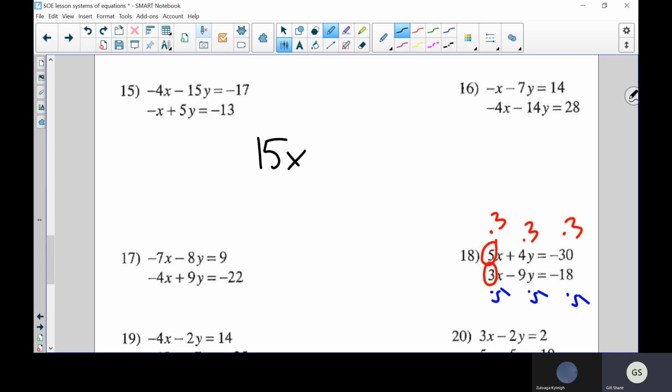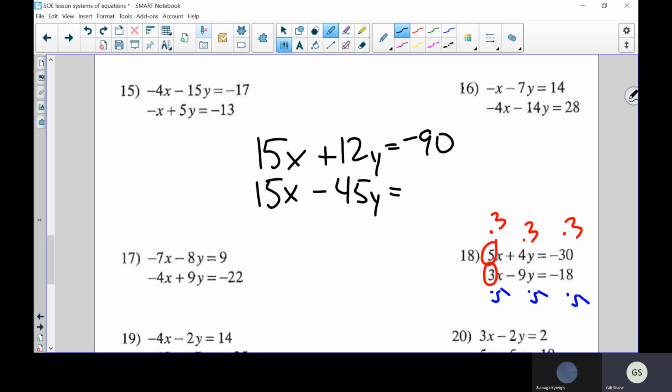I get 15x plus 12y equals -90. Then I get, again, 15x, subtract 45y equals, again, -90. Do I have the same number in front of one of the variables? Yes, now x. You better have the same number. That's the whole reason we did the step the way we just did it. It will automatically give you the same number.